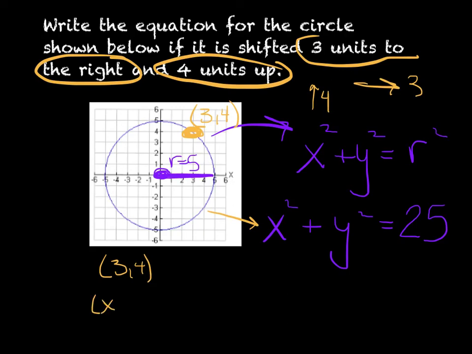So I'm going to say x minus h squared plus y minus k squared, which is 4 in this case, equals, is your radius going to change? If you just take this circle and pick it up and move it, you should have the same radius. So it's still going to be equal to 25. And there you go. Center of our new circle when it's shifted 3 to the right and up 4.